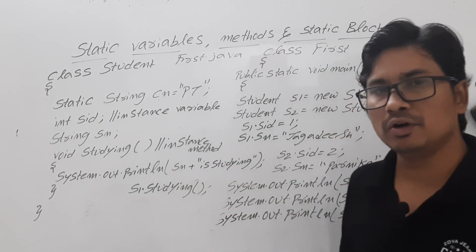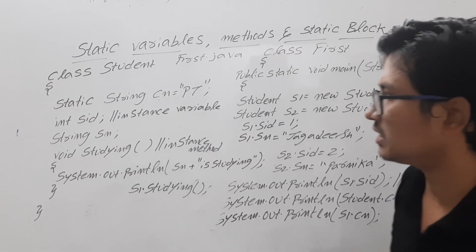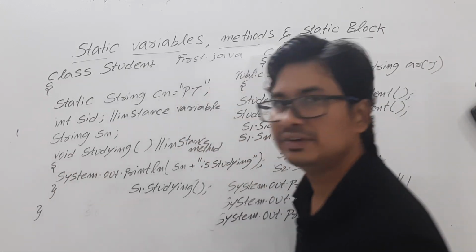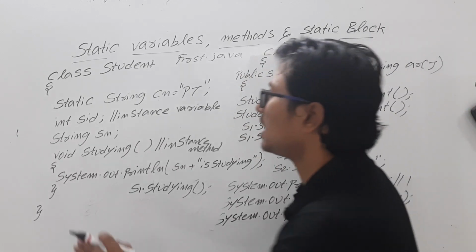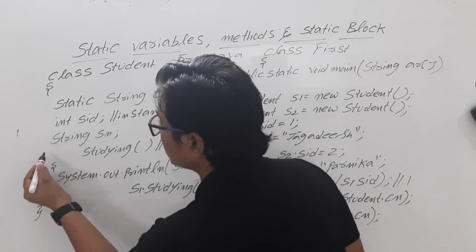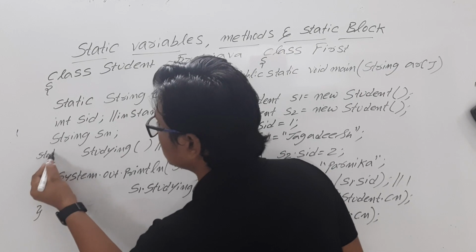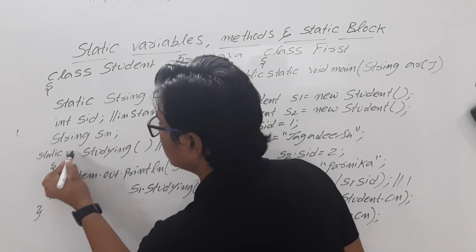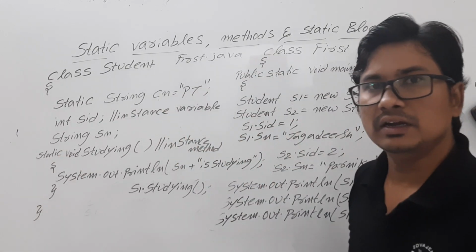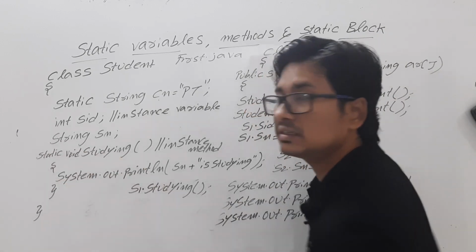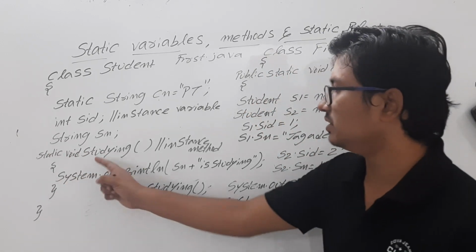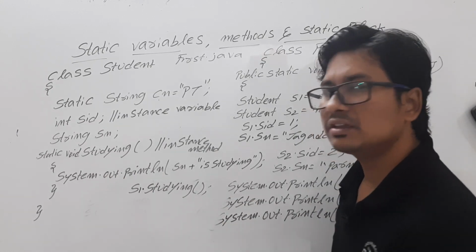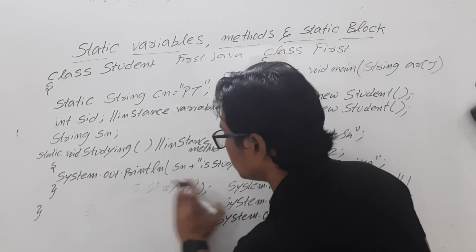I hope you have got the point. Already we have discussed it several times. Now instead of making it an instance method, I want to make it a static method. Then I can write static void studying. Now the point is, I want to access this method. What are the ways you can access the method?